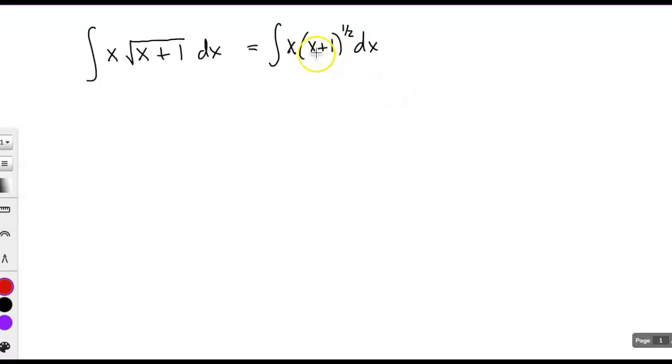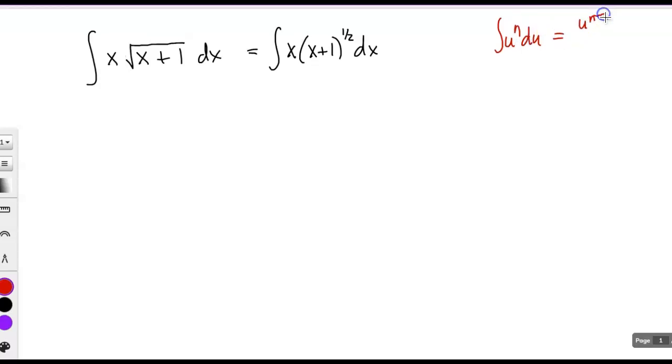And I know that if I have a base to a power, I can try the rule, the integral of u to the n du. And that's u to the n plus 1 over n plus 1 plus c. So let's see if we can try that. So let's let u be equal to x plus 1, and then du is going to be equal to dx.